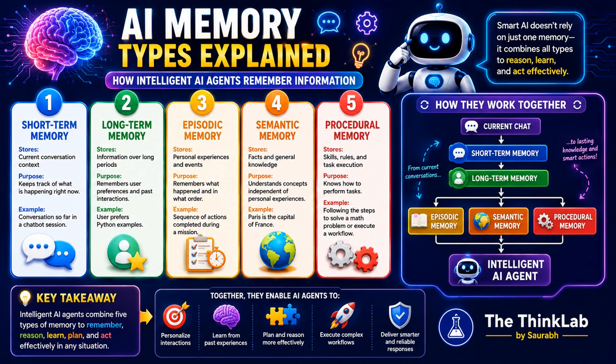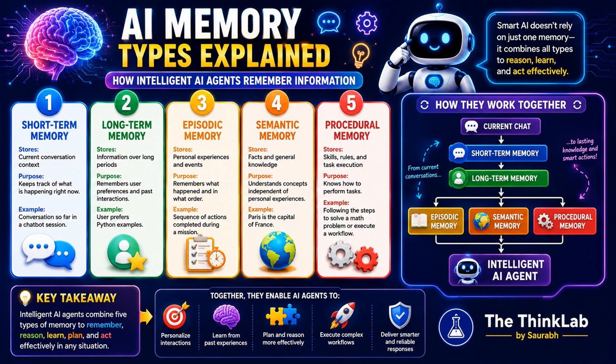Let's look at a practical, real-world example. Suppose you are building an AI customer support agent. Short-term memory remembers the current customer conversation. Long-term memory remembers the customer preferences. Episodic memory tracks previous support interactions. Semantic memory provides the product knowledge, and procedural memory follows the company's troubleshooting workflow. Together, these five memories create a smart and personalized customer experience. The same concept is used in coding assistants, healthcare AI, finance, education, robotics, and autonomous agents.